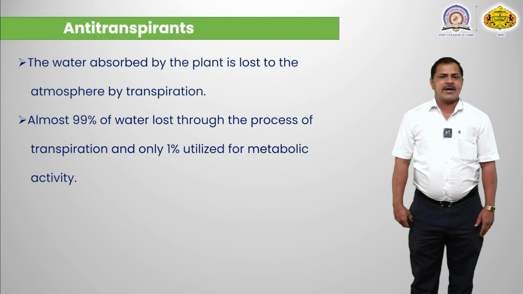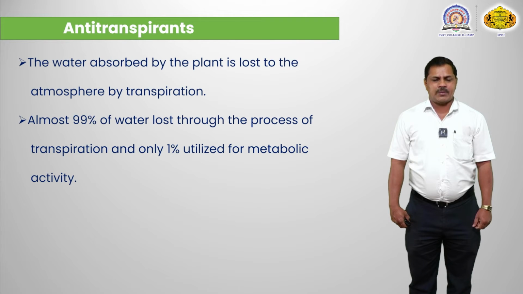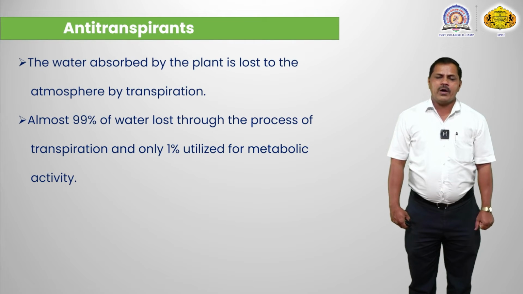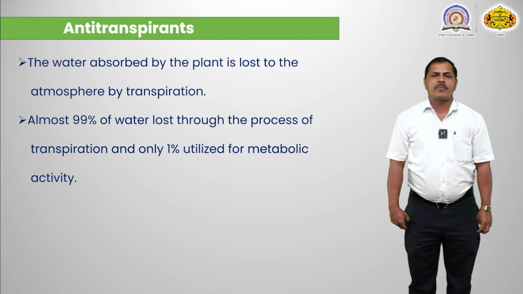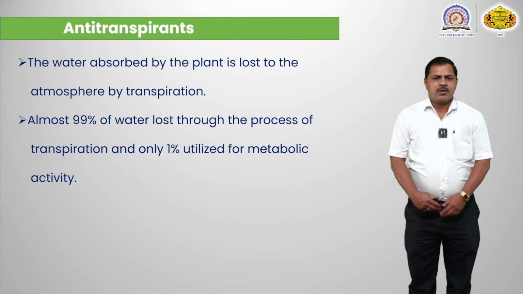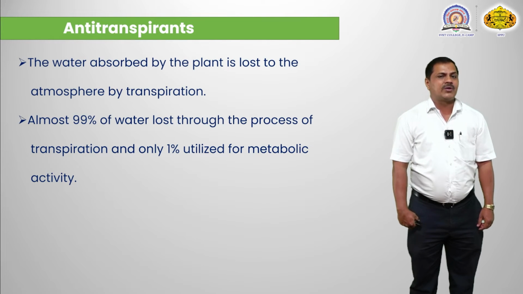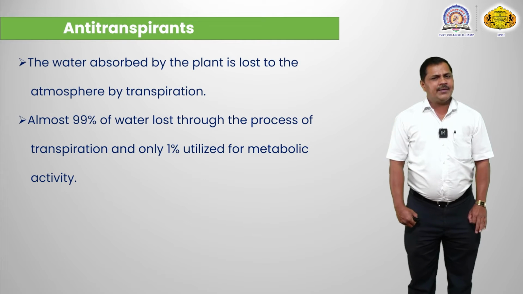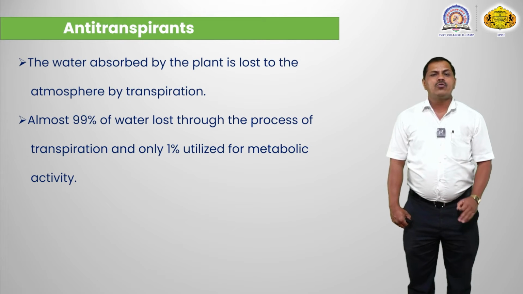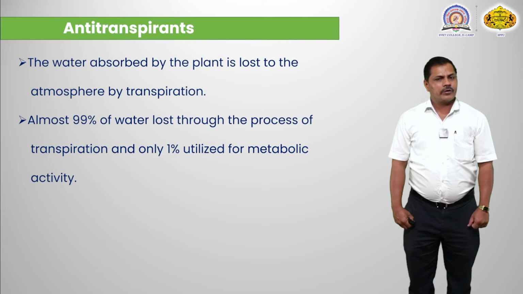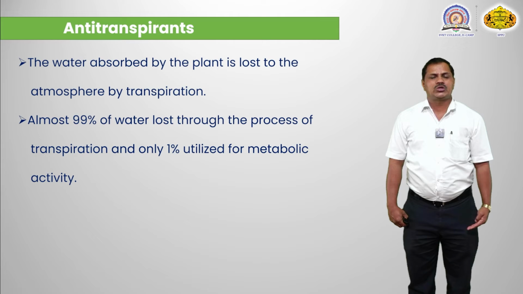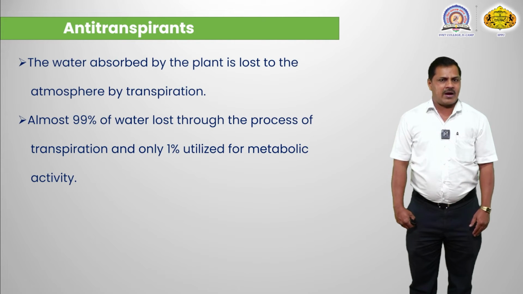Then anti-transpirants. The water absorbed by the plant is lost to the atmosphere by transpiration, and almost 99% of water is lost through the process of transpiration, and only 1% to 2% is utilized for metabolic activities. In most plants, about 98 to 99% is lost to the atmosphere, and only 1 to 2% of the water molecules is utilized for different types of reactions like the photosynthesis process or certain other reactions inside the plant. Inside the plant, thousands of reactions take place.